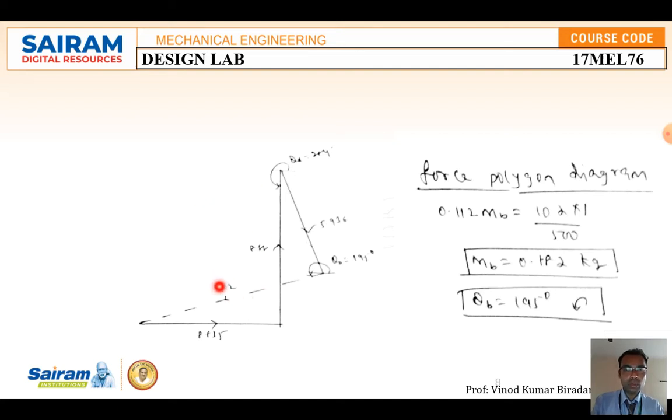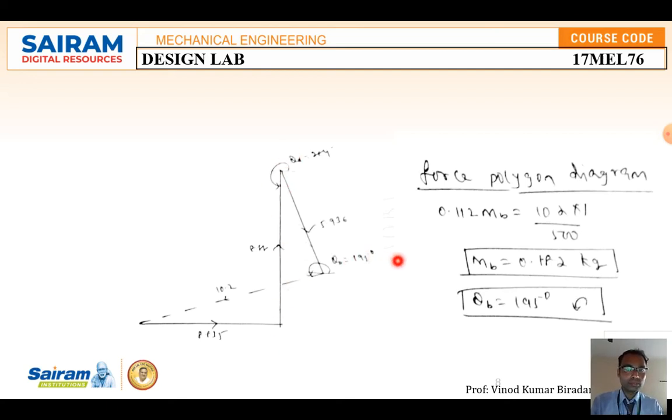Okay, so now this is equal to 0.112 MB. Measuring from the scale, you are going to get 10.2 divided by the scale, so you get MB is equal to 0.182 kg. Why are you going to draw here 90 degrees? Because the masses are fixed at 90 degrees. Because of that we drew 90 degrees here.